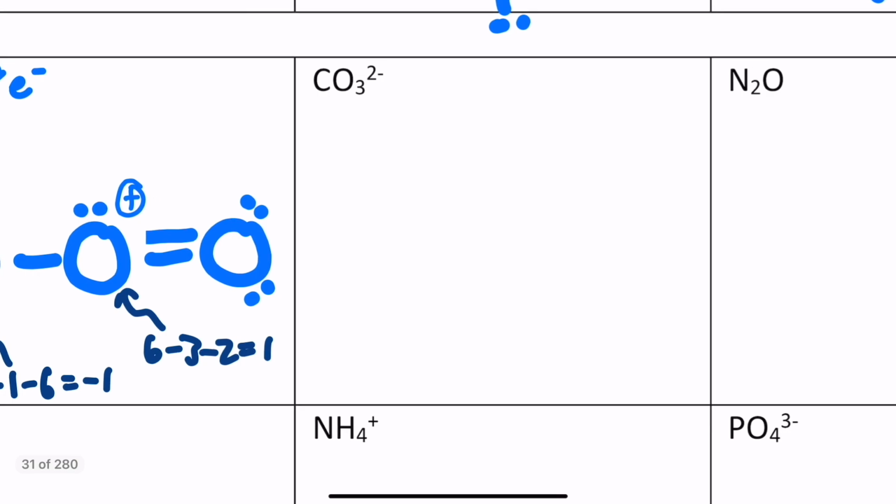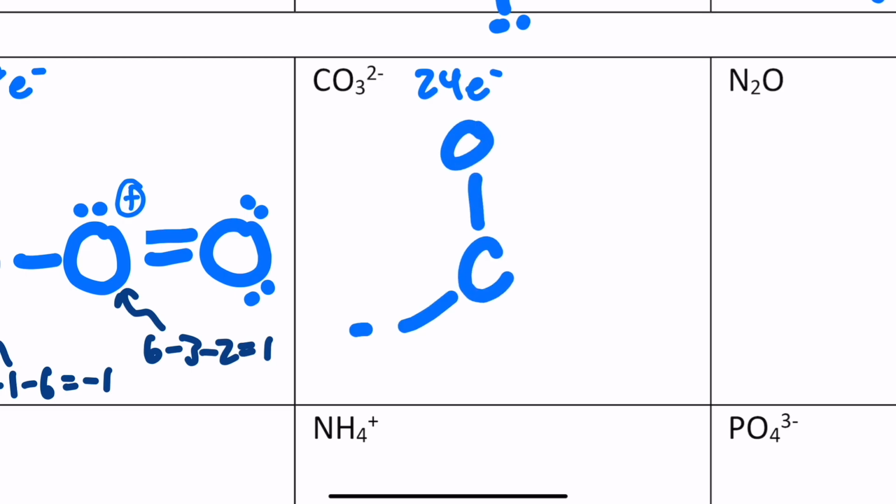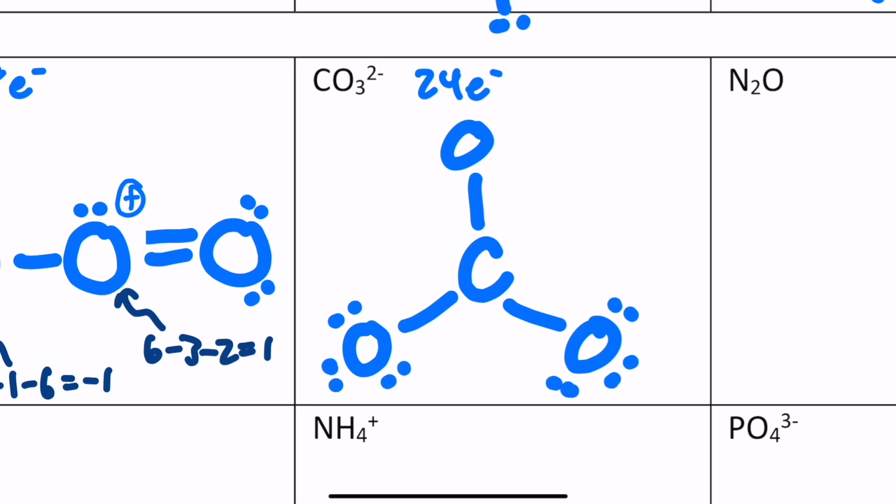Next to that, the carbonate anion has a total of 24 electrons. That's a central carbon bonded to 3 oxygens. 2 of them will be singly bonded with 3 lone pairs. The other one has to be doubly bonded in order to satisfy the octet and use up exactly 24 electrons. Formal charges, you'll have a negative on each of the singly bonded oxygens, and the other elements have no formal charge.